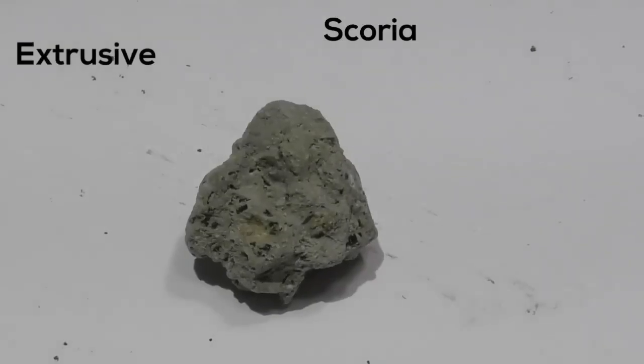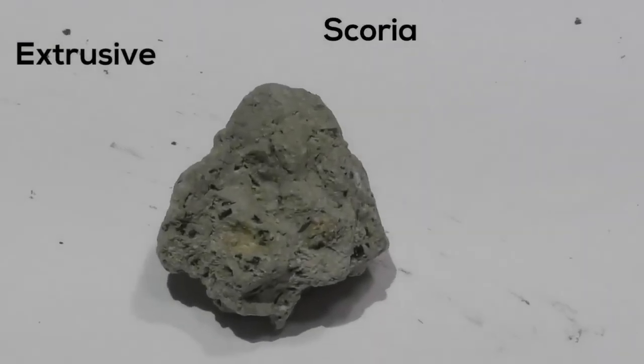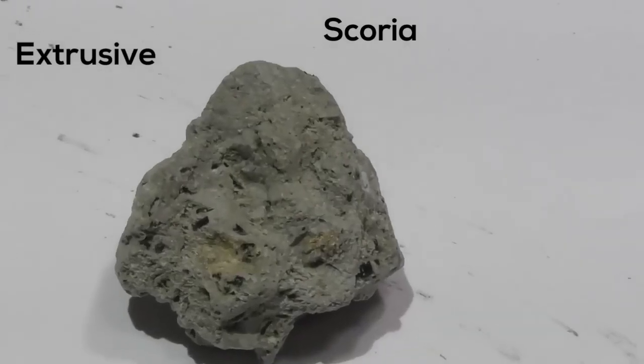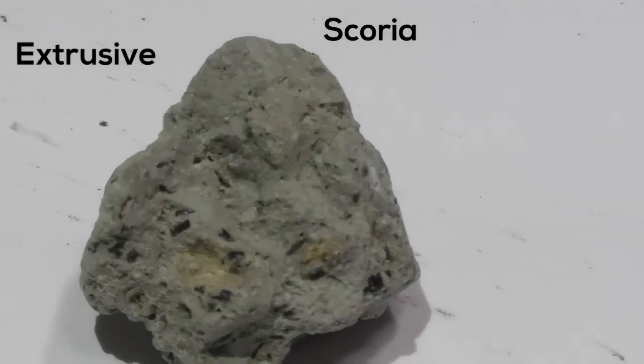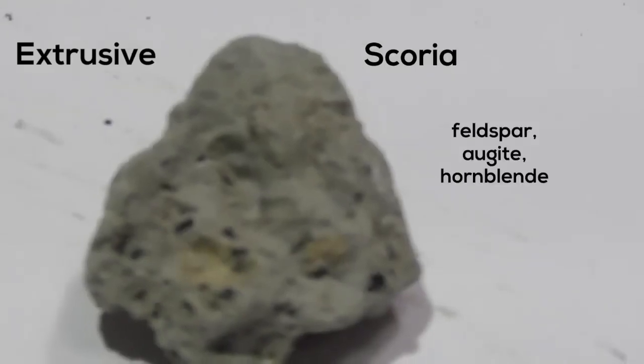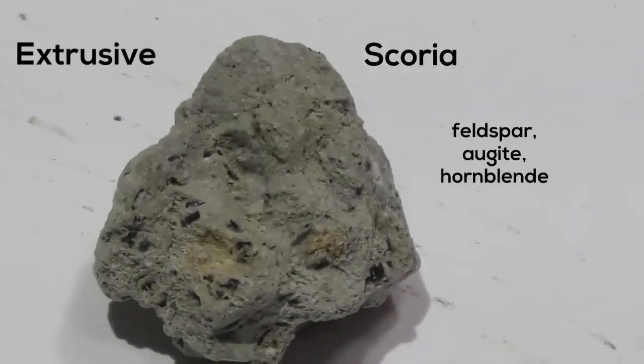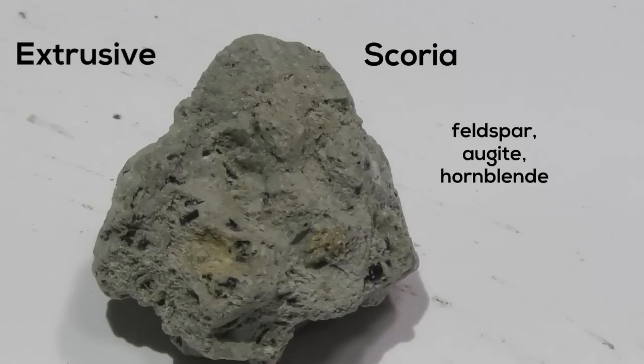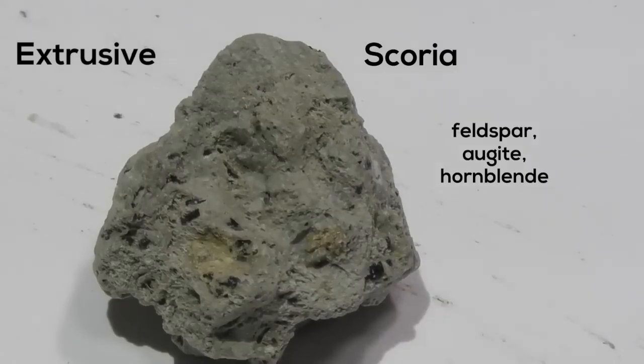Next, we have scoria. It's an igneous volcanic rock. It's made from feldspar, augite, and also hornblende. It is basalt with cavities filled with other minerals.